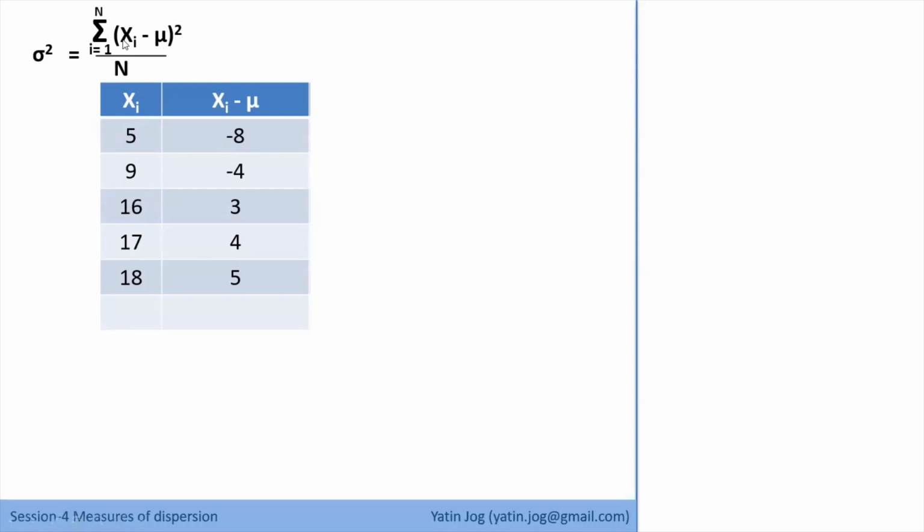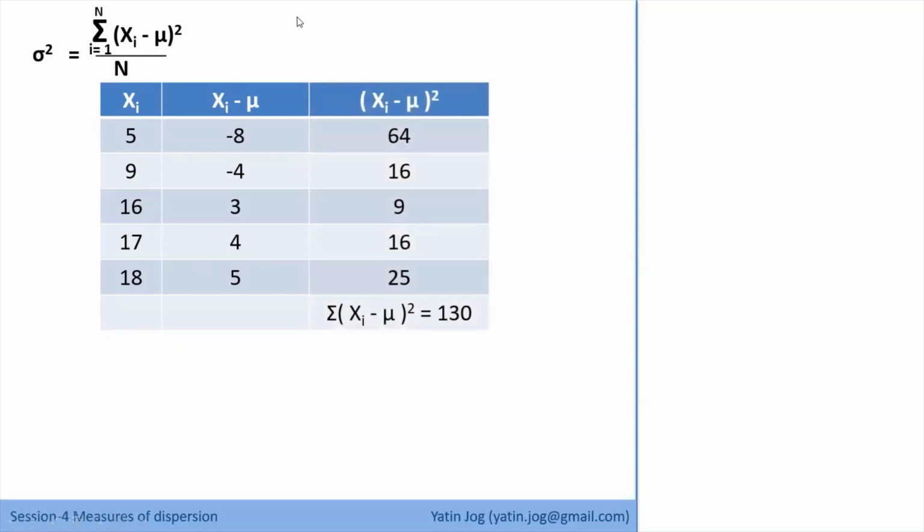Now, as per the formula, we have to square these xi minus mu values. So the square of all these values, and the summation of all these squared deviations comes as 130. Then the formula says this 130 is divided by n, which is 5. We have 5 values. So variance sigma square comes as 26, and standard deviation, that is root of 26, comes as 5.1. 5.099 is 5.1.